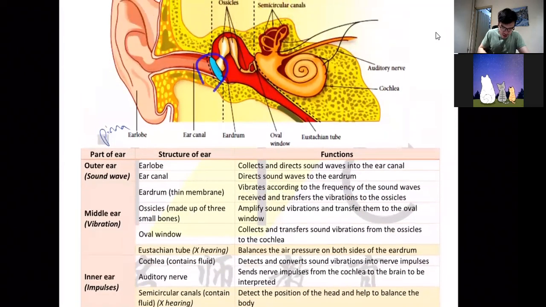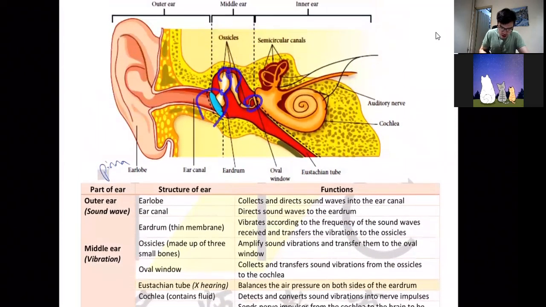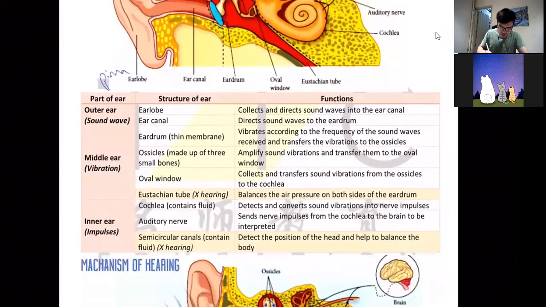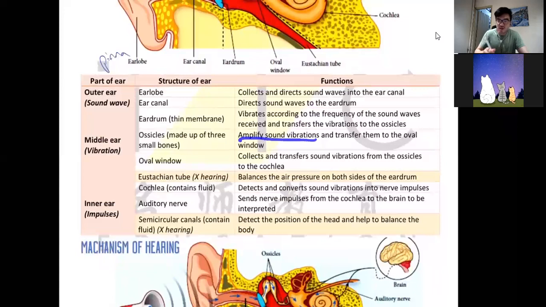So the eardrum is connected to 3 bones. We call it ossicle, or tulang ossicle in BM. What's the function of the ossicle? These three are bones, right? They are solid, and solid will vibrate very quickly. Their function is to amplify the sound vibration, menguatkan bunyi getaran. So why amplify? So that the sound gets louder.